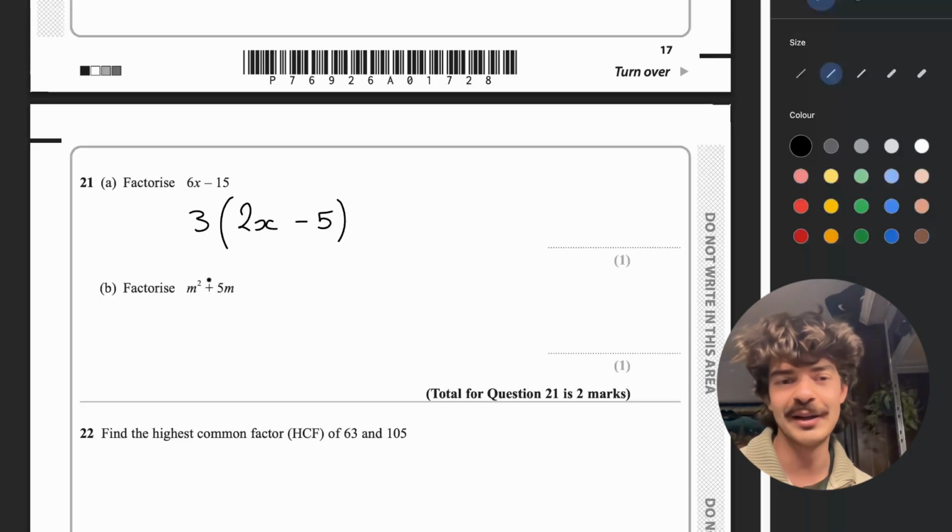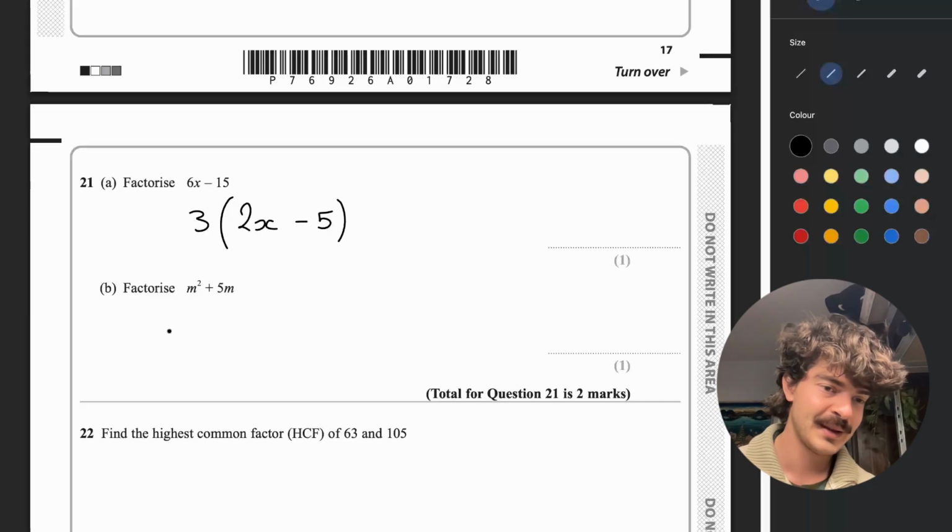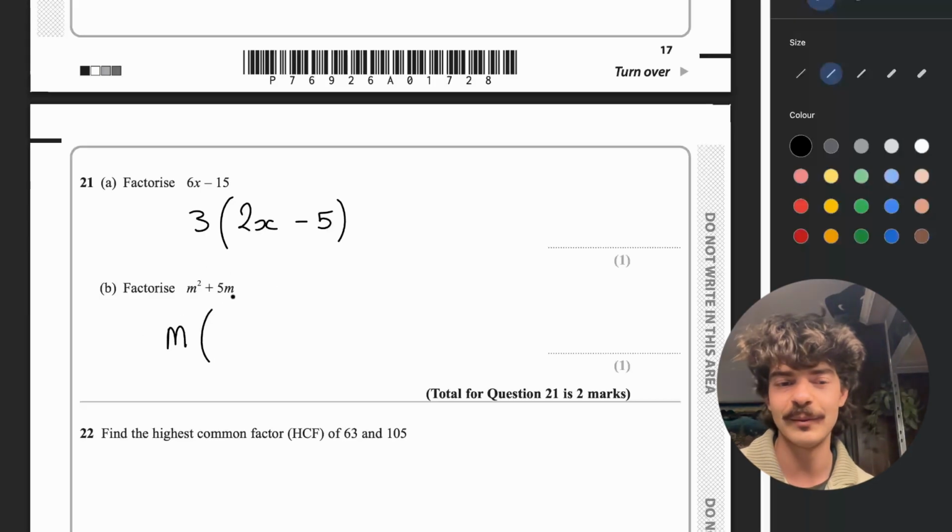We don't have any common numbers in m squared and 5m, but we do have a common bit of algebra, m. So we can pull one m to the outside. They both share an m. Why couldn't I take an m squared out? Well, 5m doesn't have a squared, right?